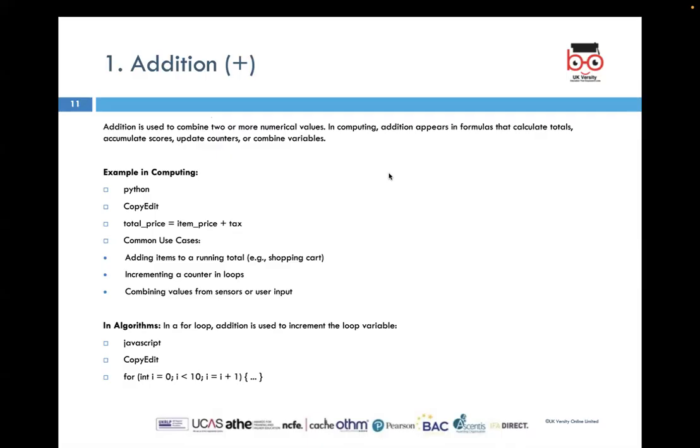In algorithms, in a for loop, addition is used to increment the loop variable. For example, we can see here in JavaScript: for (int i = 0; i < 10; i = i + 1). So the loop will start on 0 and then it'll add 1 to i. So it'll be i plus 1, i equals 1, i equals 2, and so on until it gets up to 9 because it says less than 10.